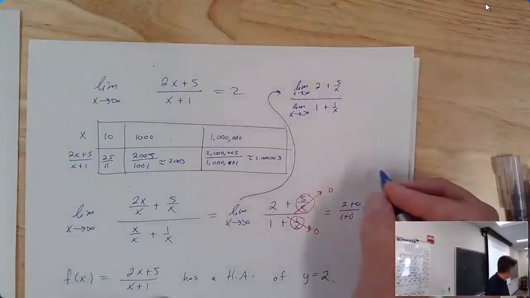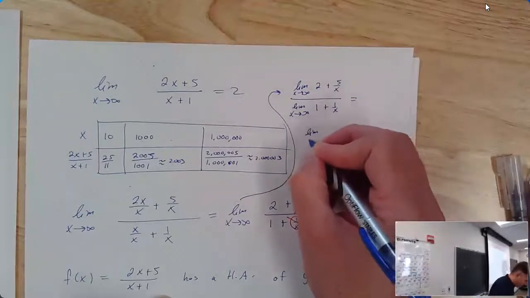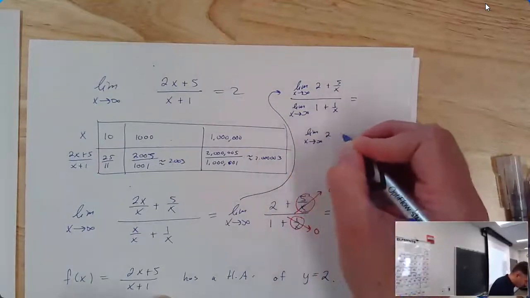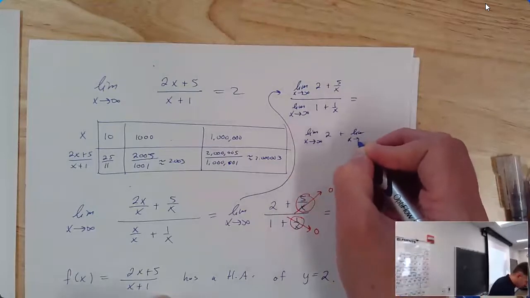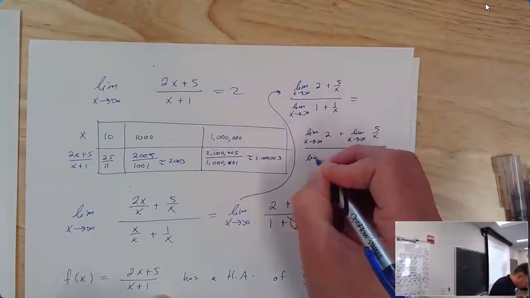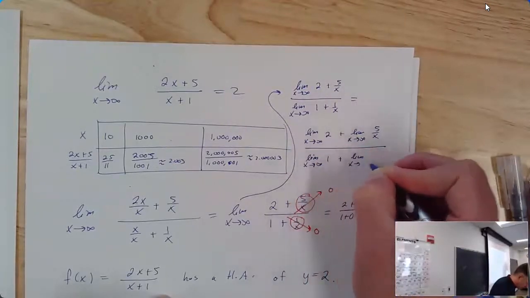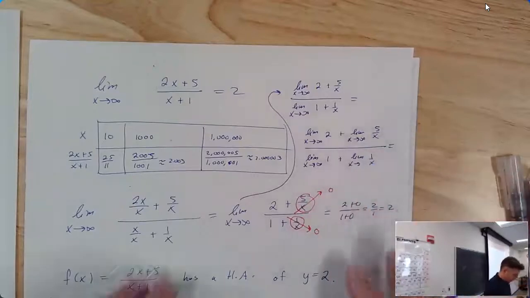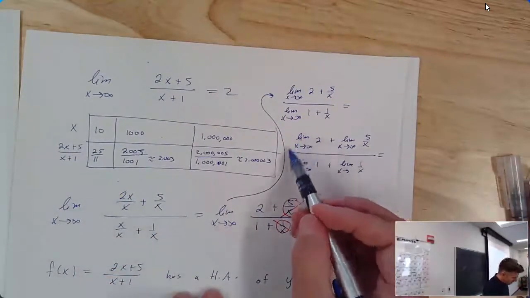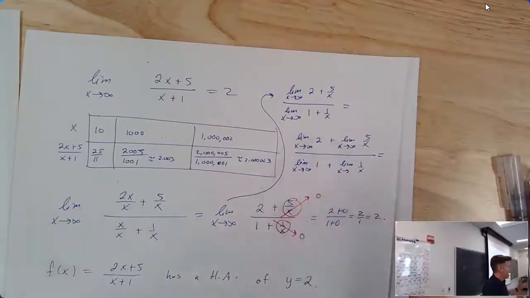But then the limit of a sum is the sum of the limits. So that's really the limit as x approaches infinity of 2 plus the limit as x approaches infinity of 5 over x, over the limit as x approaches infinity of 1 plus the limit as x approaches infinity of 1 over x. Okay, so everybody, what's the limit as x approaches infinity of the constant 2? Right, if you're constant, doesn't matter what x is doing. I'm still just the same 2 I ever was.